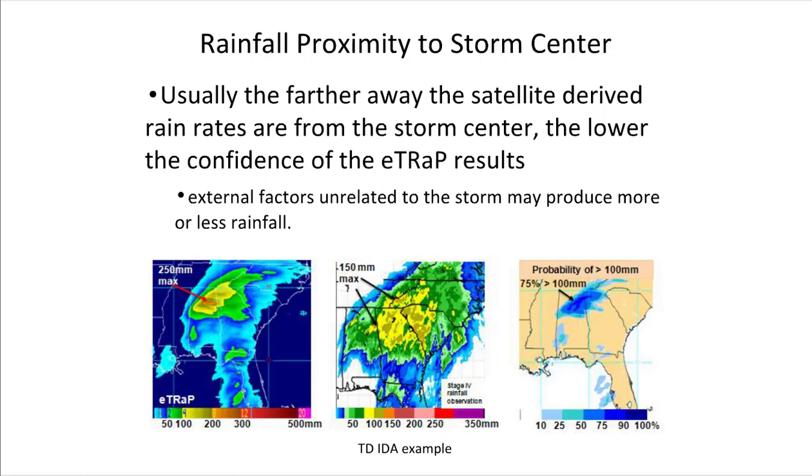Rainfall proximity to storm center is another forecast consideration when looking at eTRAP forecasts. Usually, the farther away the satellite-derived rain rates are from the storm center, the lower the confidence of the eTRAP results. In this example of Tropical Depression Ida, we see eTRAP QPF maximum amounts of 250 millimeters in northeast Alabama. The observed maximum rainfall amounts were around 150 millimeters. This was due to the tropical depression undergoing extratropical transition during the forecast period. Therefore, this weakening trend resulted in reduced rainfall rates. The basic assumption not met here is steady rainfall rates over 24 hours. The rainfall rates are further from the storm center due to extratropical transition, which typically results in a less accurate eTRAP forecast.